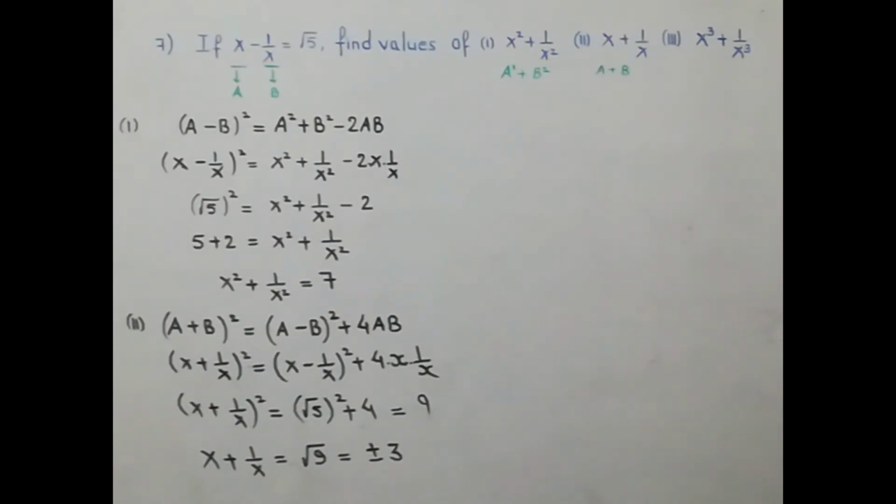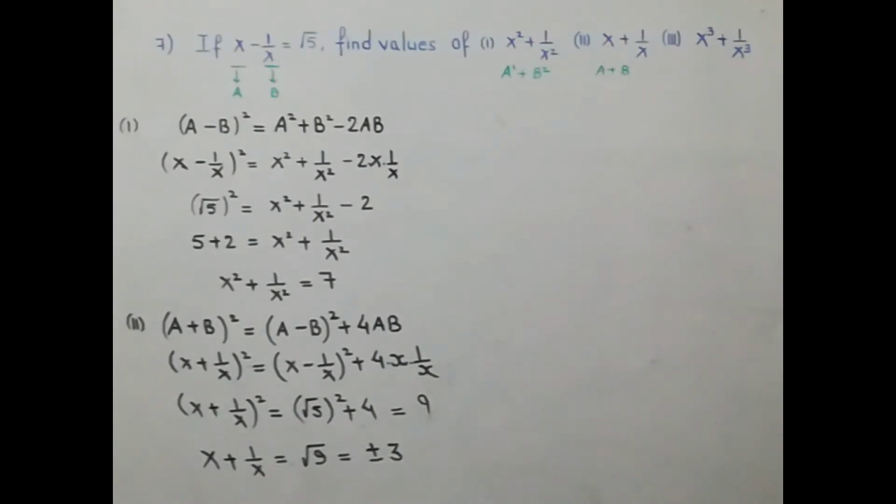Now coming to the third part. Now third part can be considered as a cube plus b cube. So as you can see in the third part, a cube plus b cube is required. So that means it's clear that we are going to apply the formula for whole cube. Okay, but now you see in the third part they are requiring a cube plus b cube. So that means whole cube formula will be applied on a plus b.